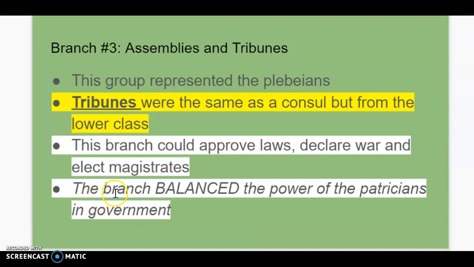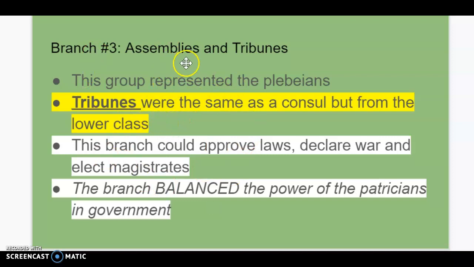Okay? This branch, specifically branch 3, assemblies and tribunes, balanced the power of the patricians in government. And without this compromise, without this balance, there wouldn't have been peace in Rome. It would have been the lower class rising up to overthrow the upper class, the patricians. And so the patricians recognized this, and they understood that there needed to be a change. So this third branch was created.